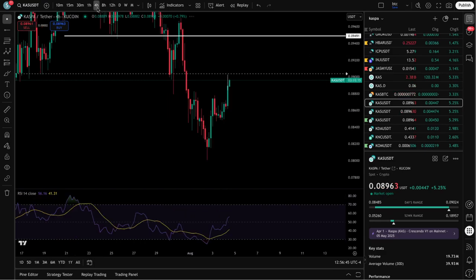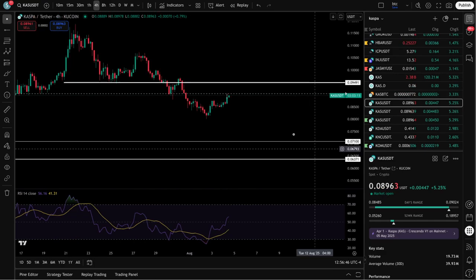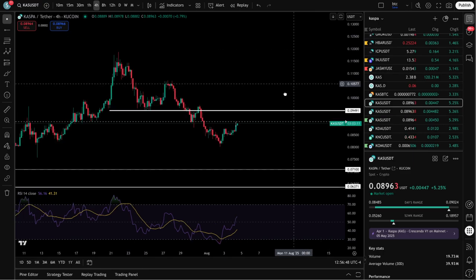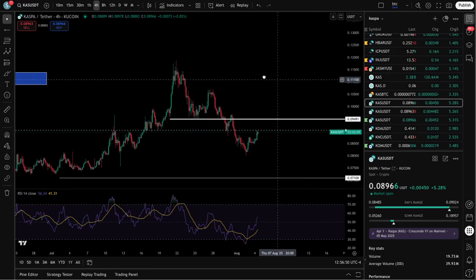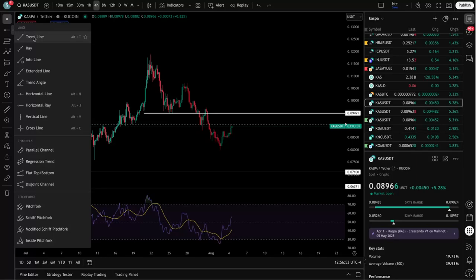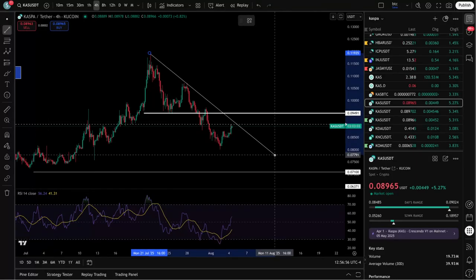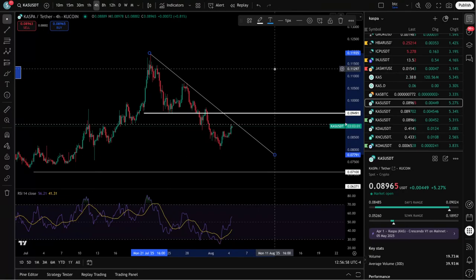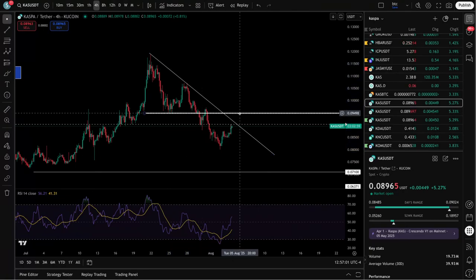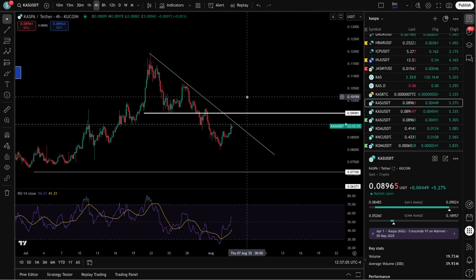If you zoom out on this thing, you have a resistance line coming down through here. Which would definitely be a good indicator to keep an eye on right through here. Okay, definitely want to keep an eye on that. If we get a break of that, that would be fantastic. I mean, this thing could really start flying.